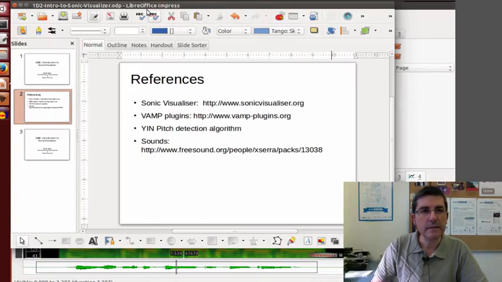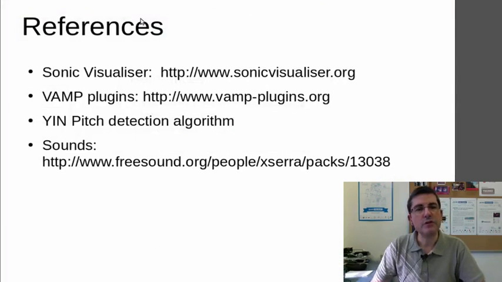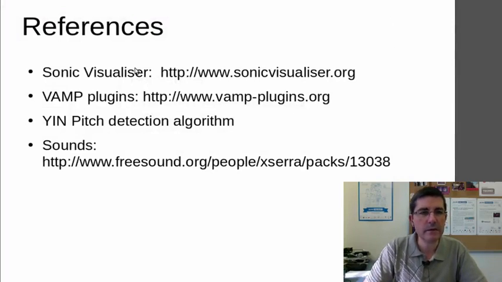Let's go back to the slides. So you can go to the Sonic Visualizer page to get information about the program. There is the plugin, the VAMP plugin. It has a special page that you can access from the Sonic Visualizer page. We mentioned the YIN pitch detection algorithm that we will cover later on, and there are quite a few references about it.